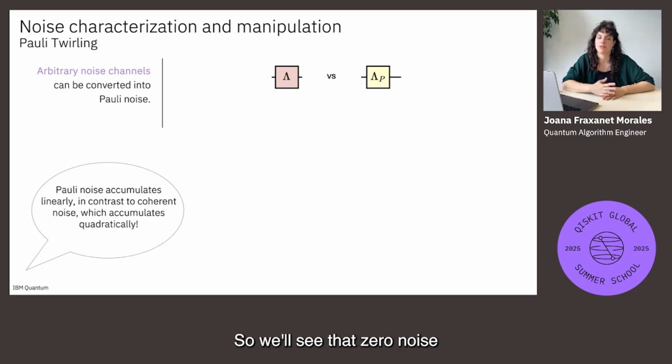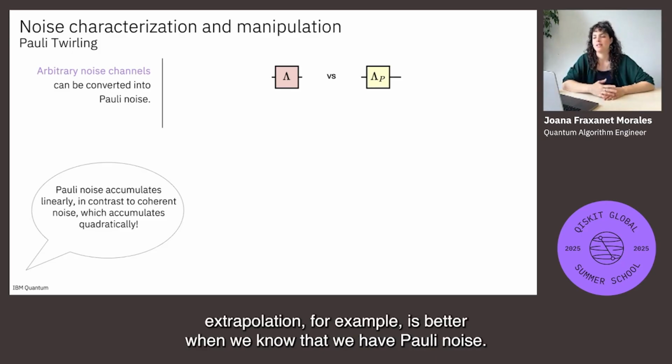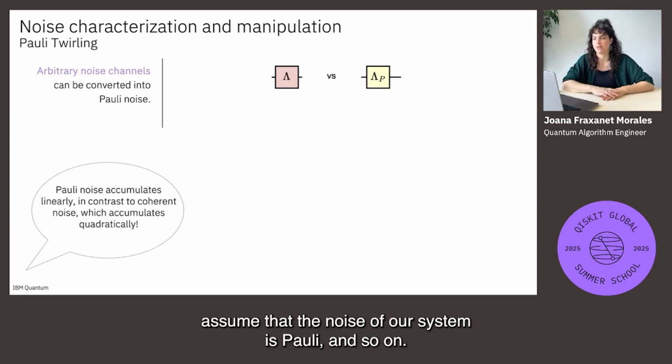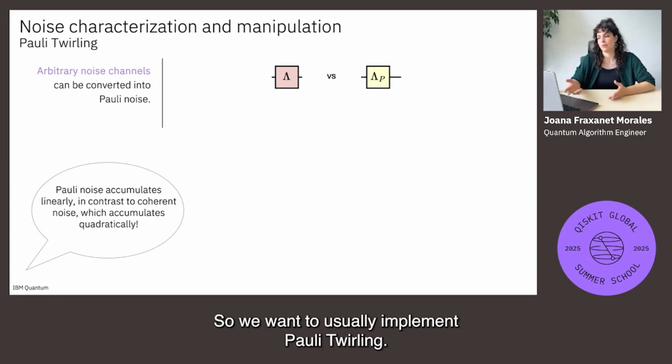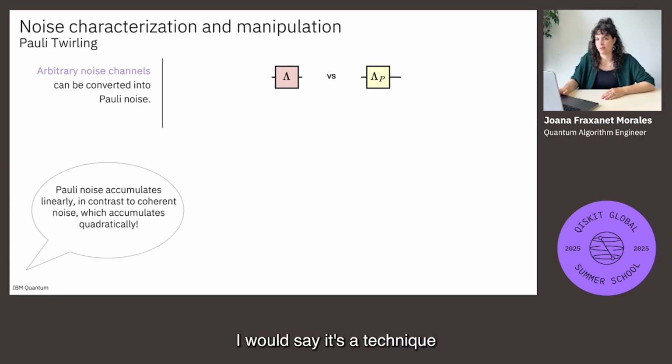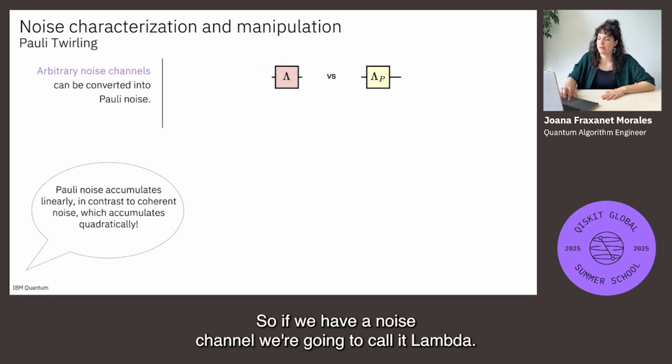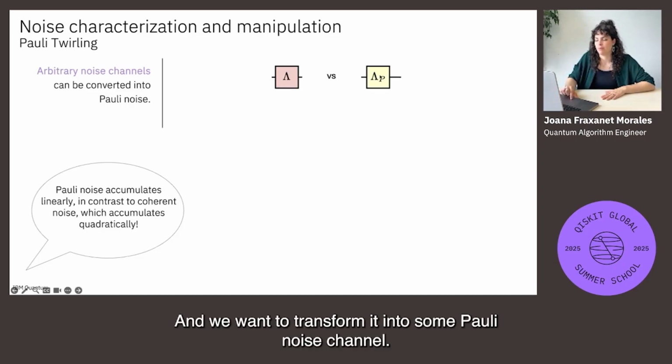So we'll see that zero noise extrapolation, for example, is better when we know that we have Pauli noise. We see that both the noise learner and other techniques assume that the noise of our system is Pauli, and so on. So we usually want to implement Pauli twirling. I would say it's a technique that is advisable to implement and it doesn't have much of an overhead. So if we have a noise channel, we're going to call it lambda, and we want to transform it into some Pauli noise channel.